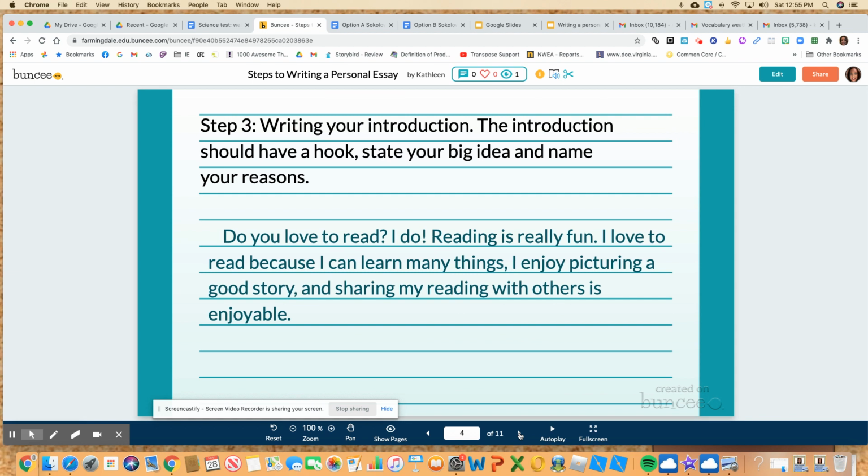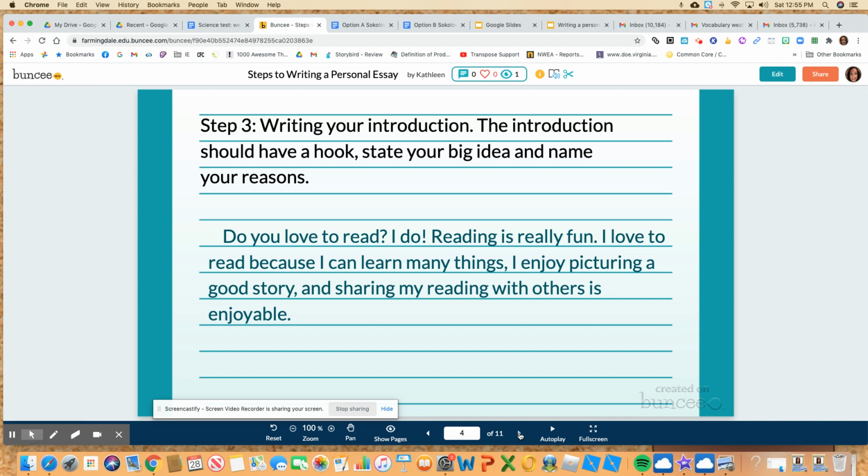Okay, so once you have your big idea and your reasons, you're ready to write your introduction, which is step three. The introduction should have a hook, state your big idea, and name your reasons. So here's a sample introduction from my big idea, I love to read. Do you love to read? I do. Reading is really fun. I love to read because I can learn many things. I enjoy picturing a good story, and sharing my reading with others is enjoyable.